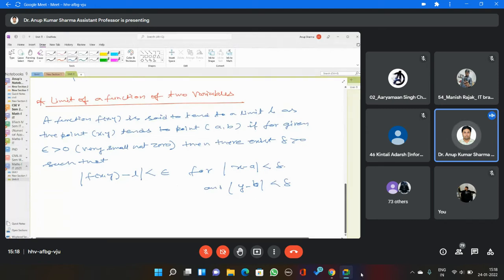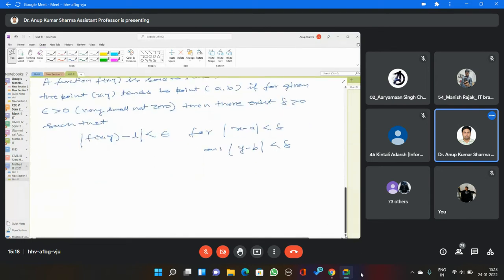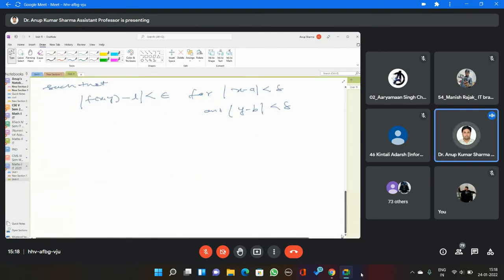We are not supposing separate delta 1 and delta 2. For the square and the circle in that case, delta should be only one. This is the epsilon-delta definition of the limit of a function of two variables. Now you know the things, so we come to the problems: how we solve the problems in epsilon-delta.